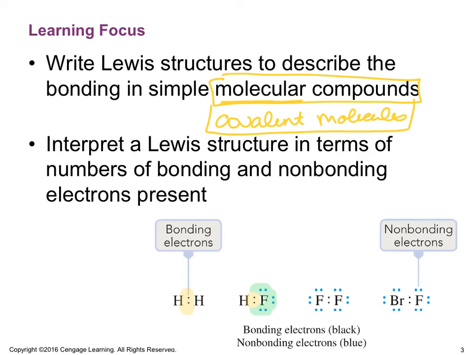Here in F2, we have the 2 bonding electrons shared between the 2 atoms again, and then both fluorines have a total of 6 non-bonding electrons. In the bromine-fluorine bond, we've got the 2 that are shared bonding electrons, and again a total of 6 for the non-bonding electrons on each atom.